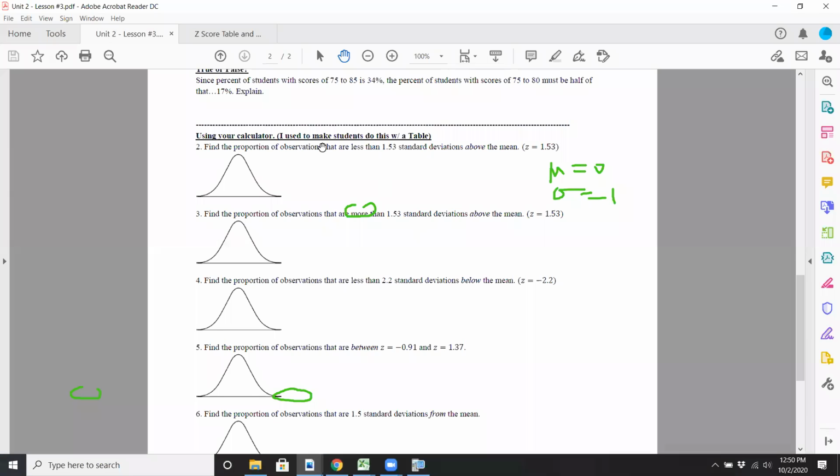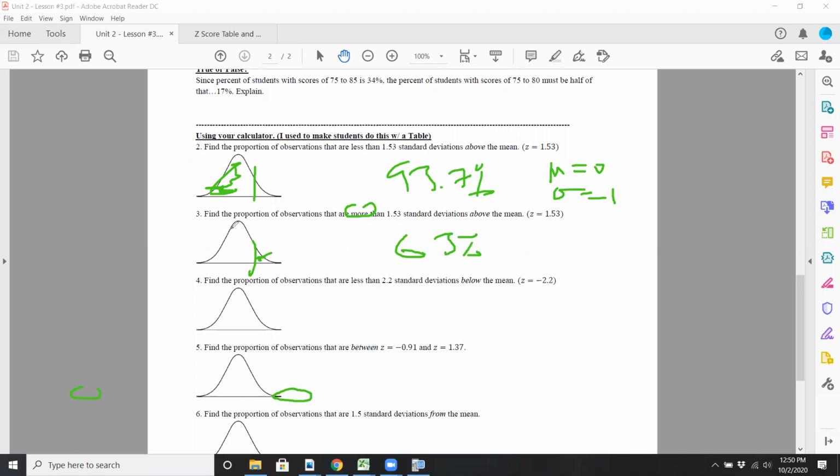Remember, graphically, what's happening here is that we had all this to the left. Now here you have all this to the right. So if this was 93.7%, then naturally this would be 6.3%, if you're going exactly to the right of 1.53, whereas we went exactly to the left of 1.53 in the previous problem. So for 4 or 5, you do the same thing.